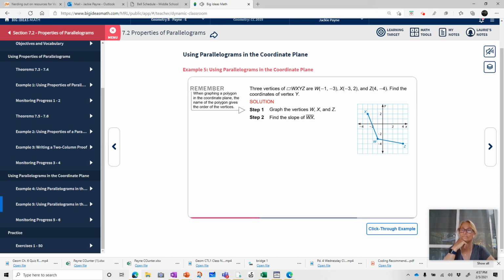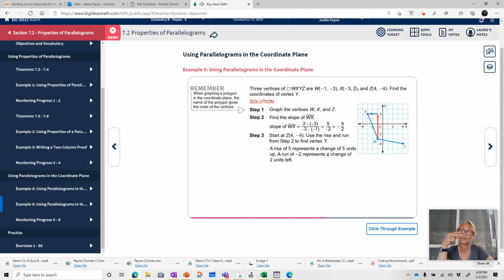Step 2. Find the slope of segment WX. The slope of segment WX is equal to the quantity 2 minus -3 divided by the quantity -3 minus -1, which equals 5 divided by -2, or -5/2. Step 3. In parallelogram WXYZ, segment WX and segment YZ are parallel, which means they have the same slope. So, start at Z(4, -4). Use the rise and run from step 2 to find vertex Y. A rise of 5 represents a change of 5 units up. A run of -2 represents a change of 2 units left. So, plot the point that is 5 units up and 2 units left from Z(4, -4). The point is (2, 1). Label it as vertex Y.